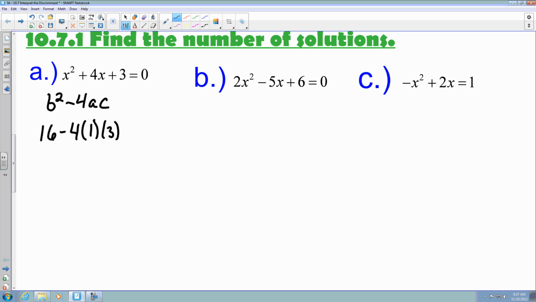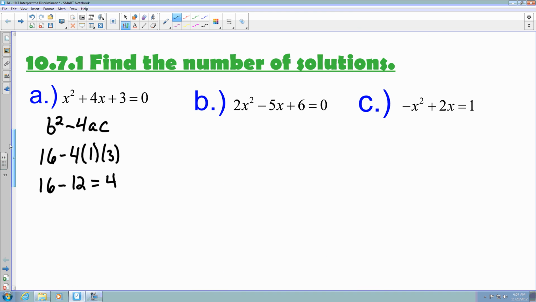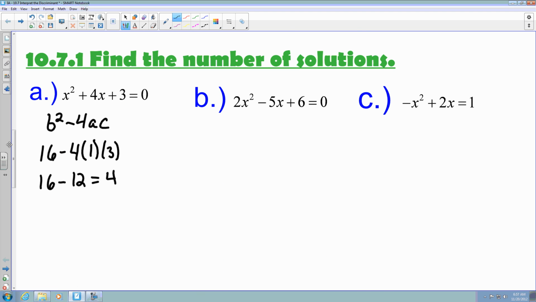So we have 16 minus, so let's see here, 3 times 1 is 3, and 3 times 4 is 12. And 16 minus 12 gives me 4, which if we look at our chart up here, we have a positive number, so that means that it's going to have 2 solutions. And so, yeah, that's all we have to solve for, we're just going to have 2 solutions.